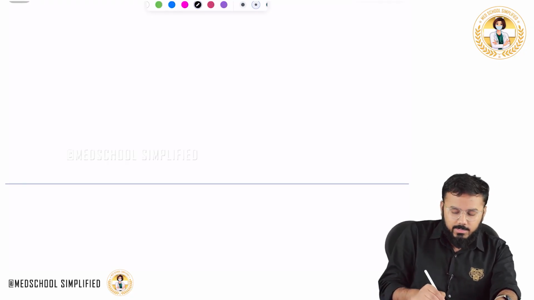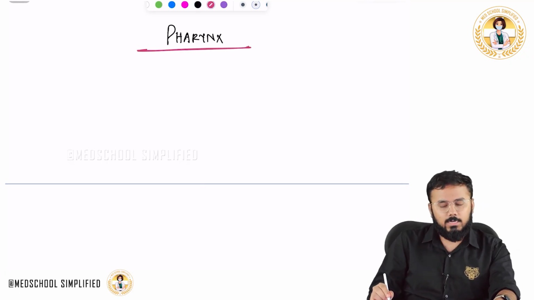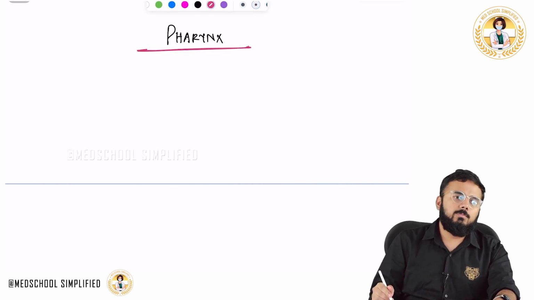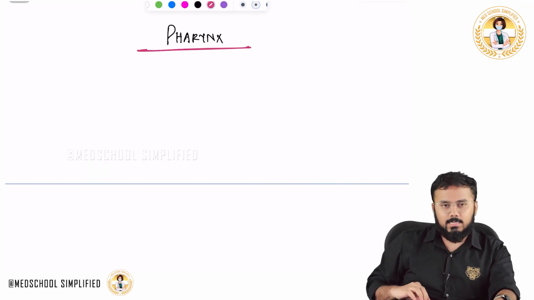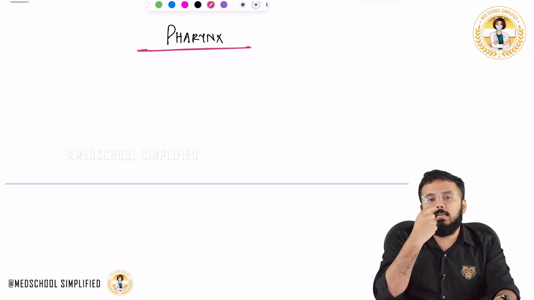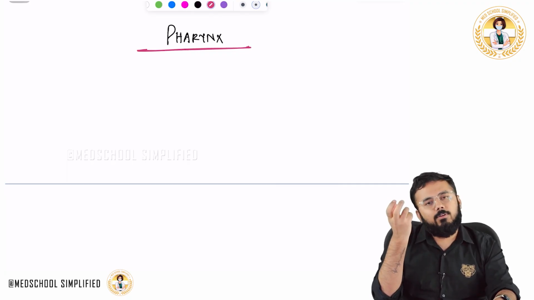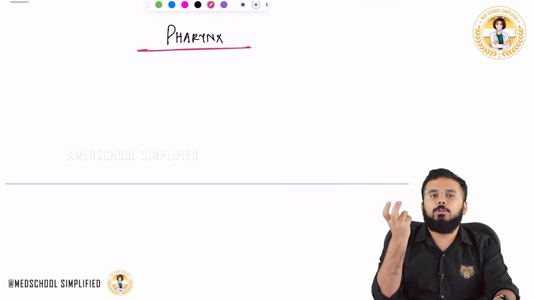Hello guys, so now we shall be discussing the topic of pharynx. Now whenever you discuss about pharynx, first of all let us start. What is this pharynx? Pharynx is nothing but a muscular tube that connects the oral cavity and the nasal cavity down to the esophagus. Right, so what is the pharynx? Pharynx is nothing but a muscular tube.